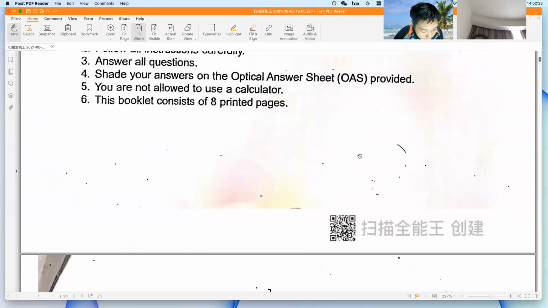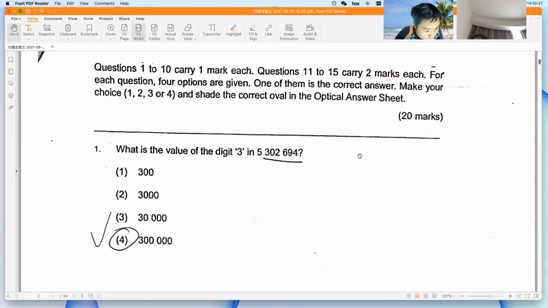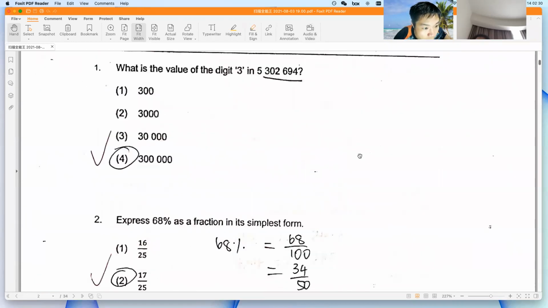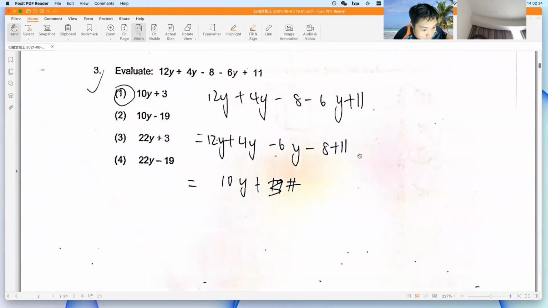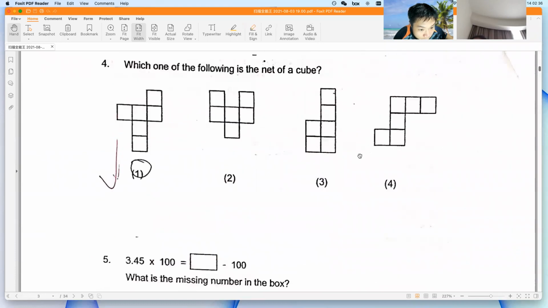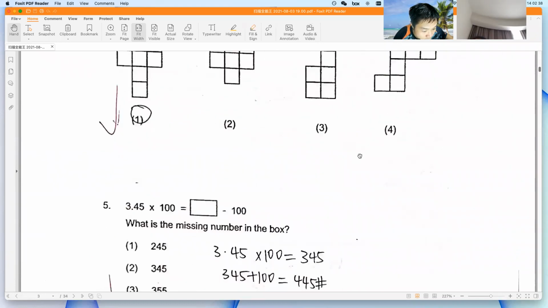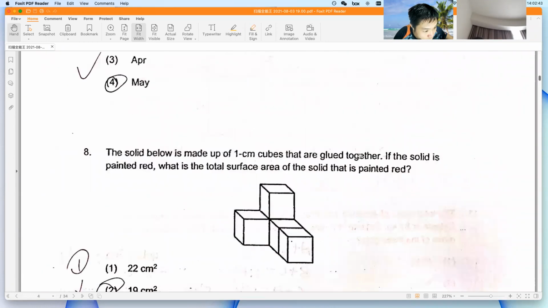All right, so let's go through this paper one by one. Okay, question one. What's the value of the digit 3? Oh, okay, this is simple. Simplest form. Okay, everything is good. Okay, this is a net. This question is not included in your upcoming PSLE, but anyway, you get it correct.